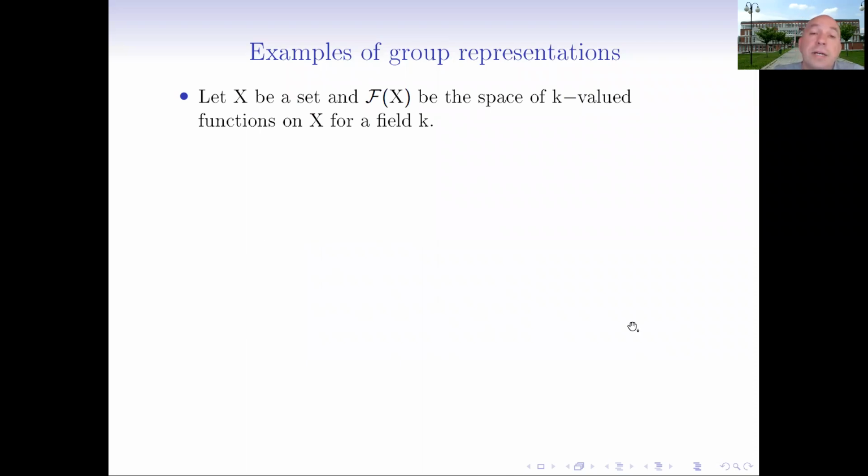Another example, which is sometimes called a regular representation, although it more refers to groups. Suppose X is a set, and F calligraphic of X is the space of K-valued functions on X for some field K. So the elements of K are viewed as scalars.